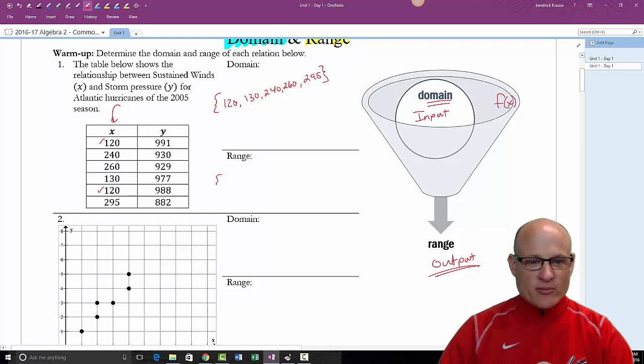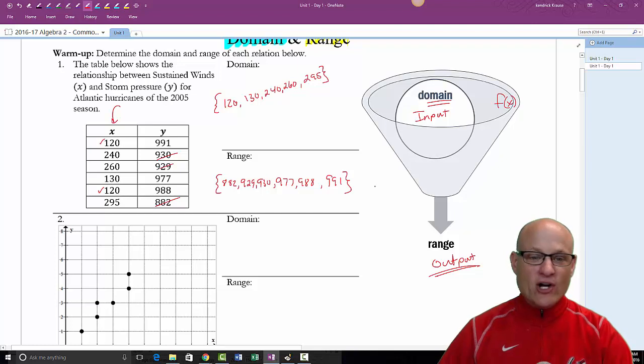Now let's do the range. Now the range is going to be a little bit trickier. The lowest one is 882. And then we go to 929, then 930. I don't know why I picked such big numbers. And then 977. There's no repeating, so I have to list them all. 988 and 991.